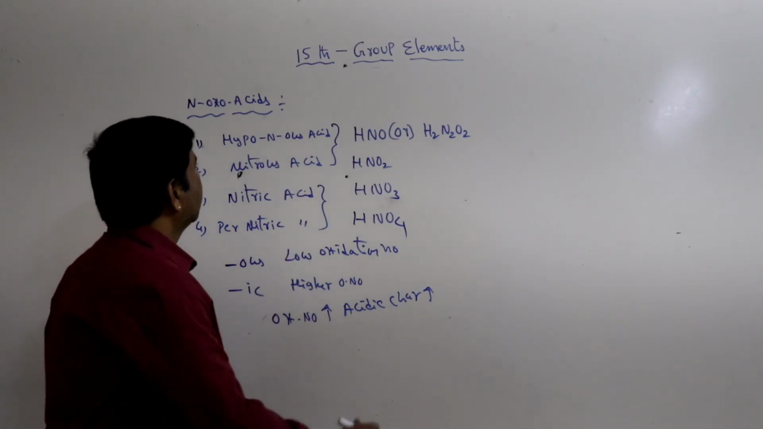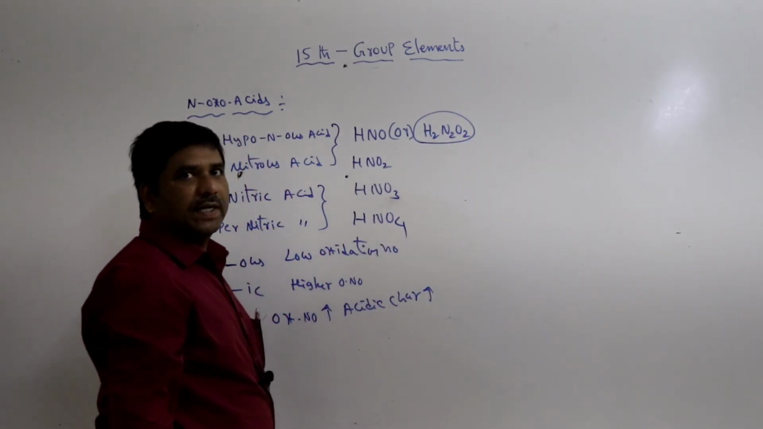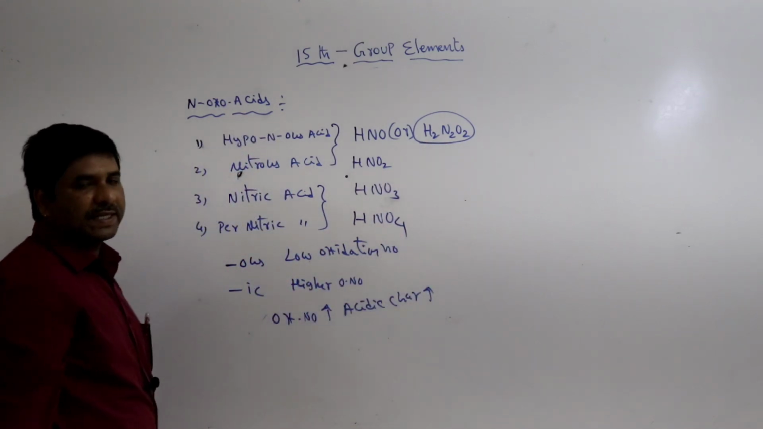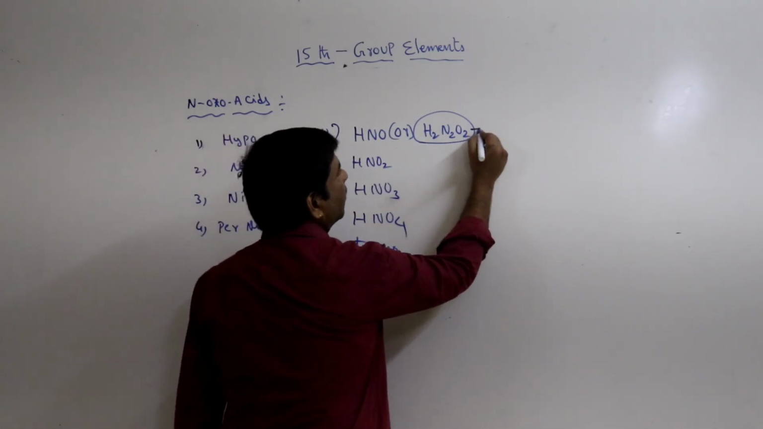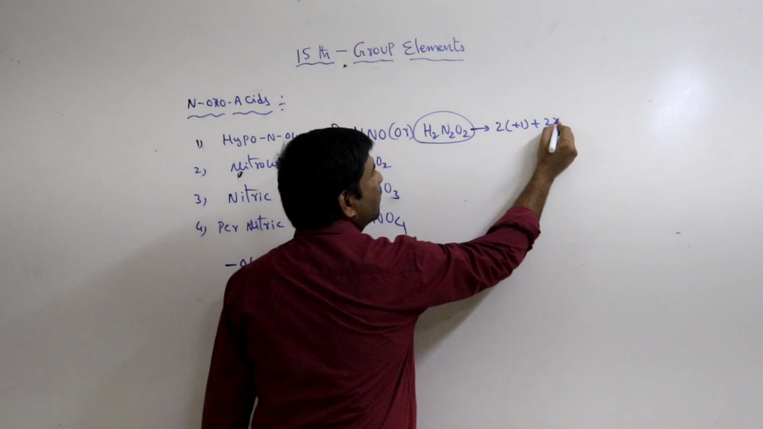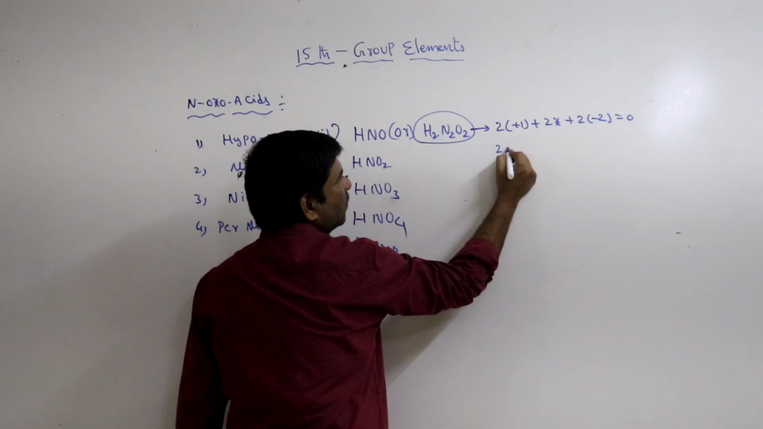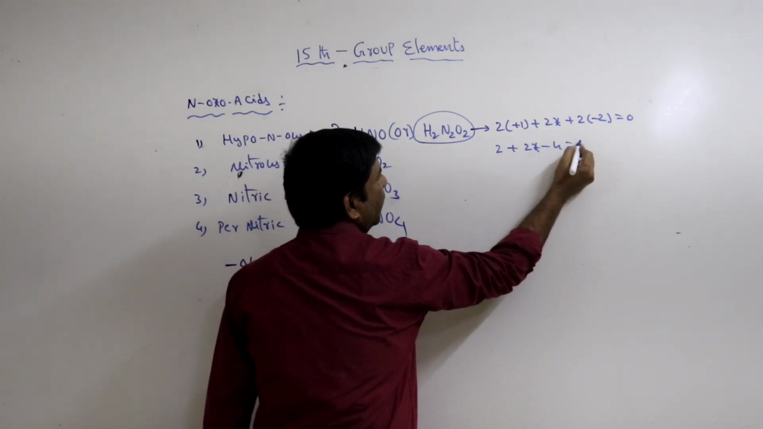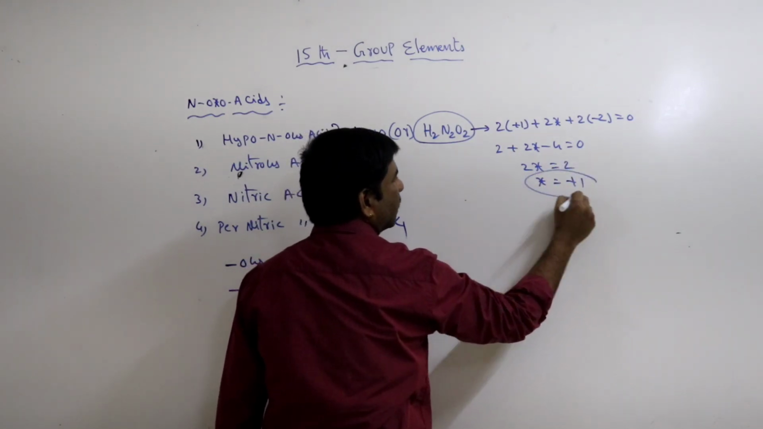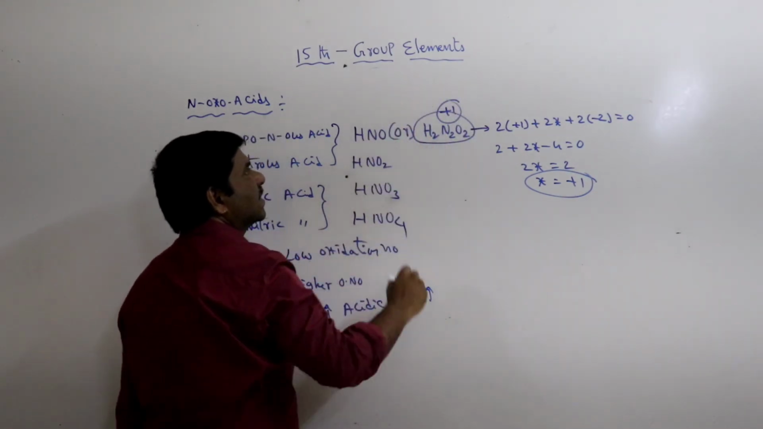When we observe it, in HNO or H2N2O2, what is the nitrogen oxidation number? In hyponitrous acid, 2 into hydrogen, we know the standard value is +1, nitrogen 2x, plus 2 into oxygen minus 2 is equal to 0. 2 plus 2x minus 4 is equal to 0, so x is equal to +1. So in this, nitrogen oxidation number is +1.